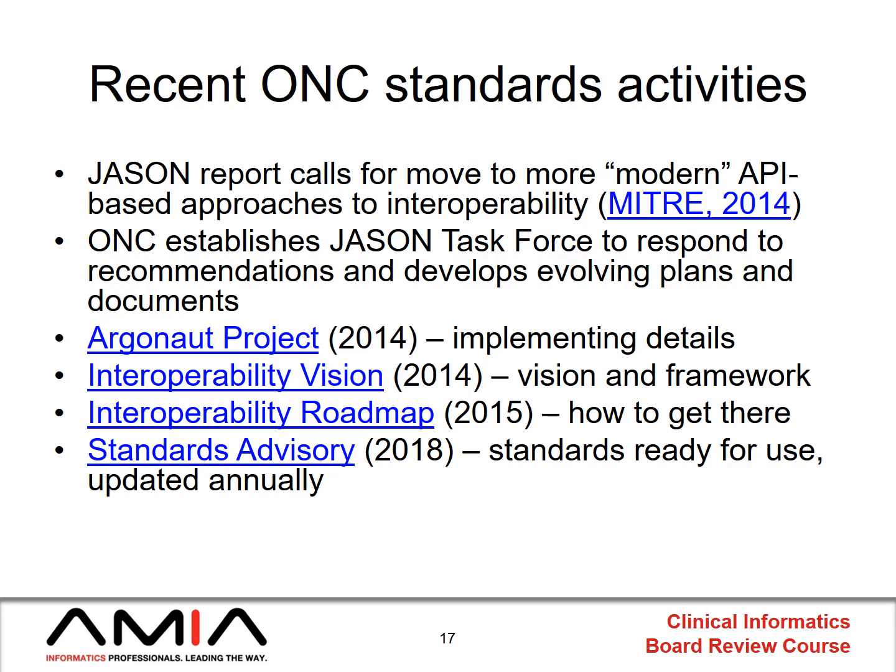ONC then established the JASON task force to respond to these recommendations and develop evolving plans and documents to chart a path forward. This led to the implementation of the Argonaut project, which explicitly developed plans to implement standards and achieve interoperability. ONC also created an interoperability vision for what it hoped to accomplish with standards and a roadmap on how to get there. Part of that roadmap involves a standards advisory, which is a catalog that's updated annually of standards that are ready for use in operational systems.